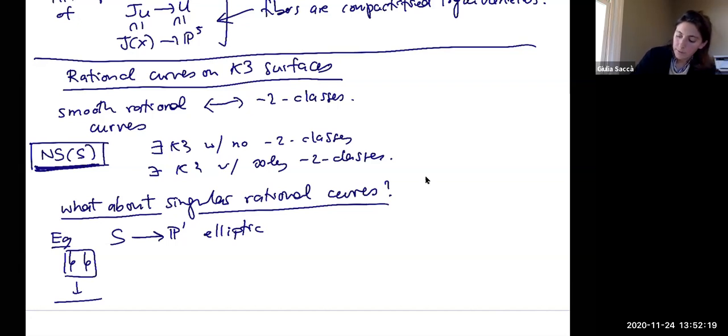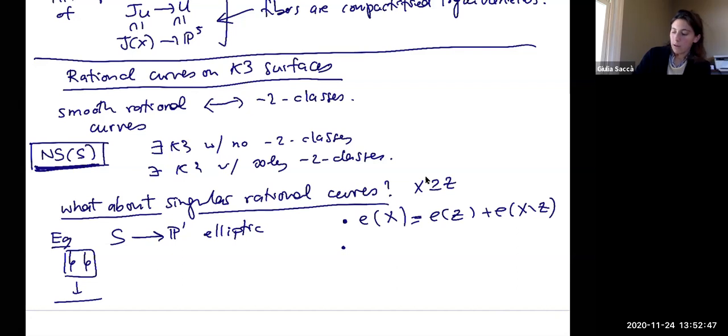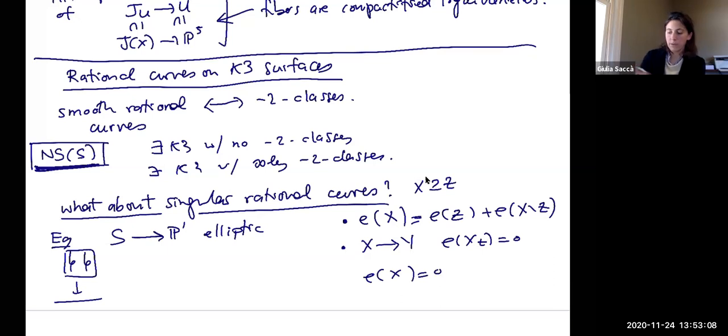Then we use the fact that the Euler characteristic cuts and pastes. If I have a closed subset Z of an algebraic variety X, then E of X is E of Z plus E of the complement, the open subset, and there is a multiplicative structure for the Euler characteristic on fibrations. Let me just say the only way I'm going to use it today: suppose this is a fibration, and suppose that the Euler number of the fibers is all zero, then the Euler characteristic of the total space is zero.